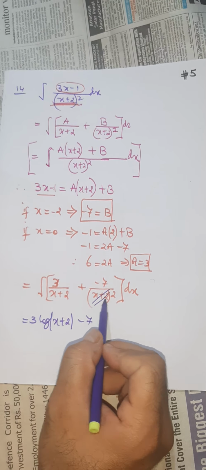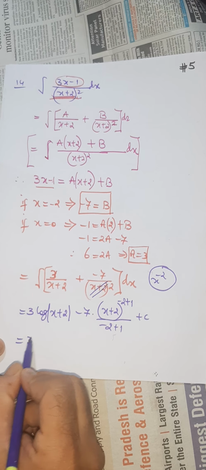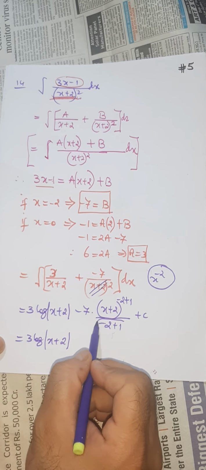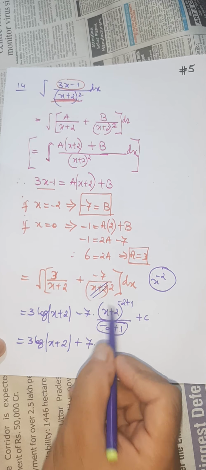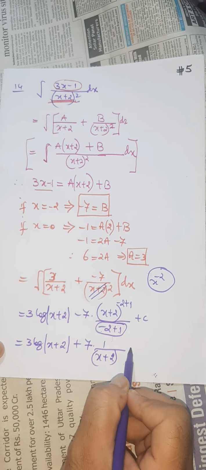This is like x raised to minus 2, remember. So I've used that x raised to n formula, minus 2 plus 1. So 3 into log of mod of x plus 2 as it is. This is minus 1 and here this becomes plus 7, and this I'll take over the denominator. So this is x plus 2, plus c.